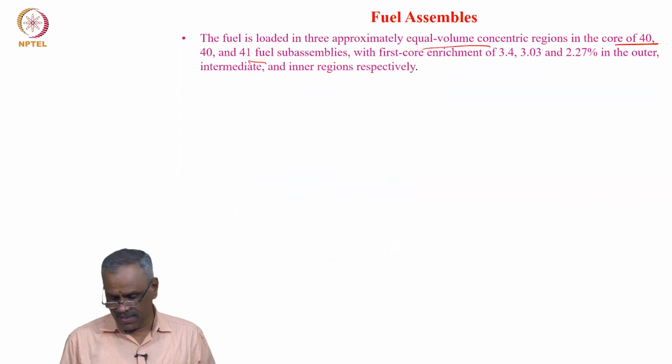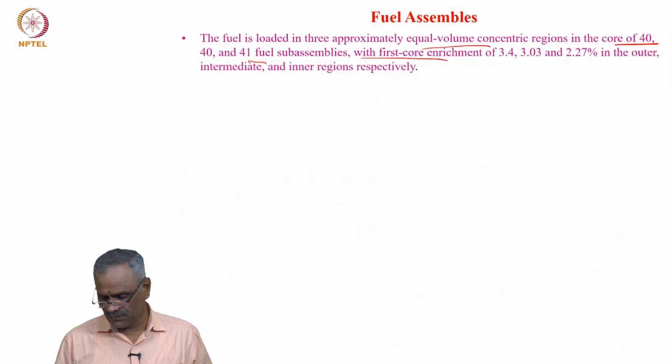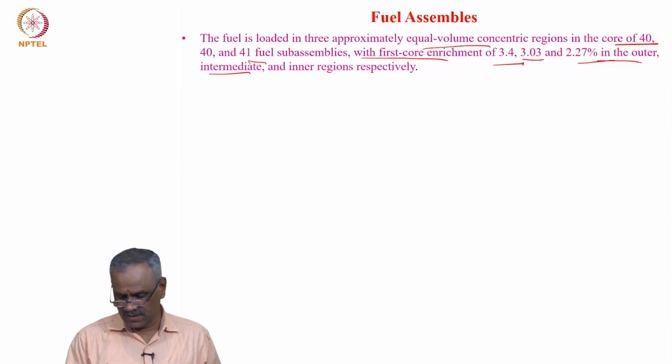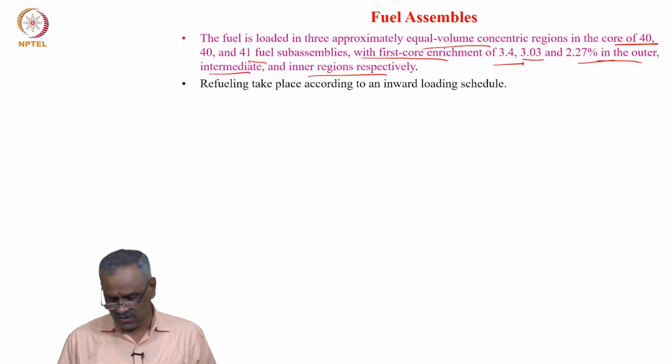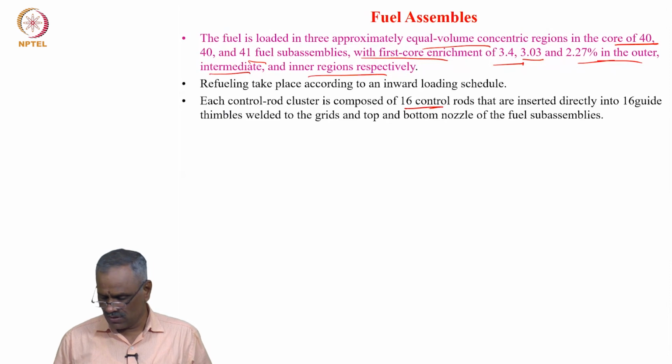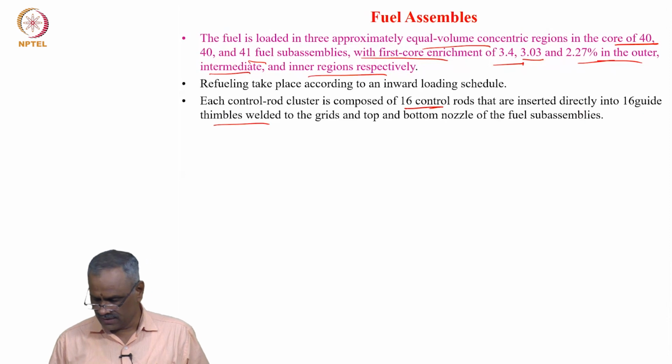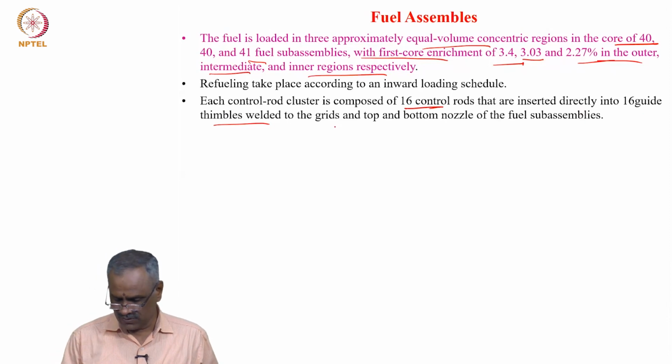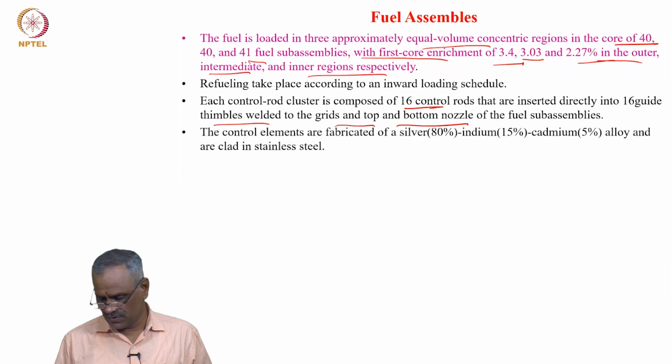fuel assemblies, sub-assemblies. In this, the first core has enrichments of 3.4, 3 percent, in the outer, intermediate and inner regions respectively. So the refueling takes place according to the inward loading schedule. Each control rod cluster is composed of 16 control rods that are inserted directly into the 6 guide thimbles, welded into the grid and the top and bottom nozzles of the fuel assembly here.